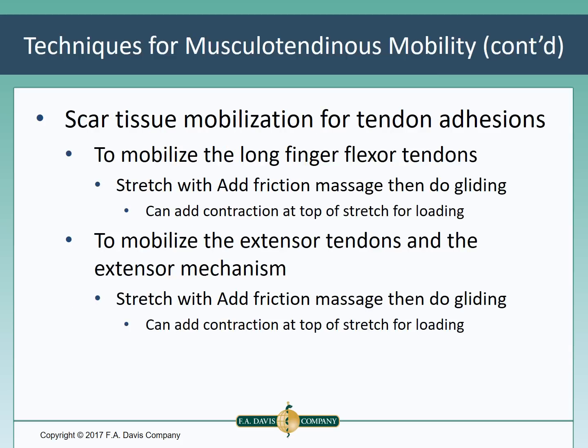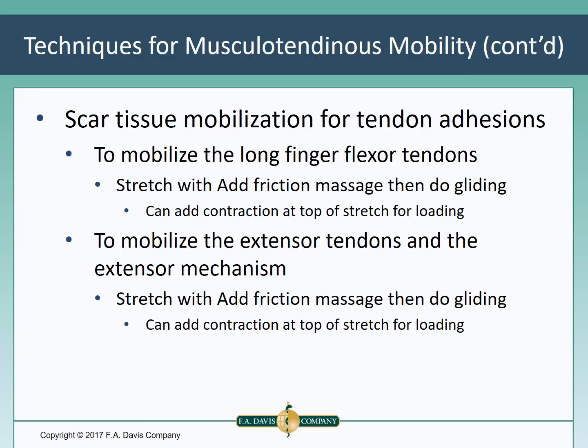Now we're into the scar tissue mobilization for tissue adhesions. So unfortunately, sometimes tendon adhesions will happen. Things are going to get stuck down to the things that happened before them. If that's the case, we want to make sure that we're trying to mobilize the long finger flexor tendons to the best of our ability. We can put them on stretch and add friction massage and then do the gliding, because we're trying to undo that adhesion with our friction massage. And we can add contraction at the top of the stretch for that loading principle.